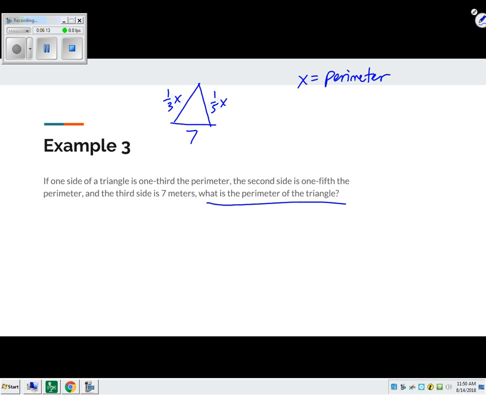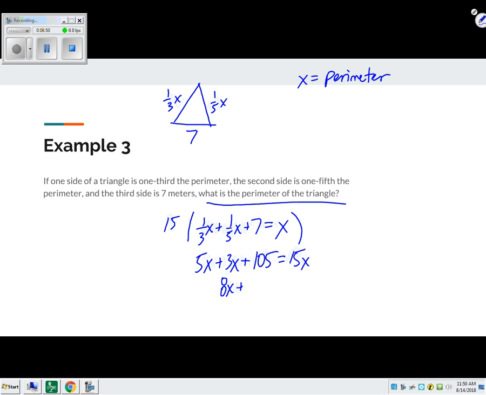What we know about perimeter is if I add up all the sides, it should give me whatever the perimeter is. So I'm just going to add up all the sides. Seems popular from the homework I saw last night that we want to clear the fractions. To do that, I need to multiply by 15. Hopefully I can do some of this in my head. I got 5x, 3x, oh goodness, 105 equals 15x.